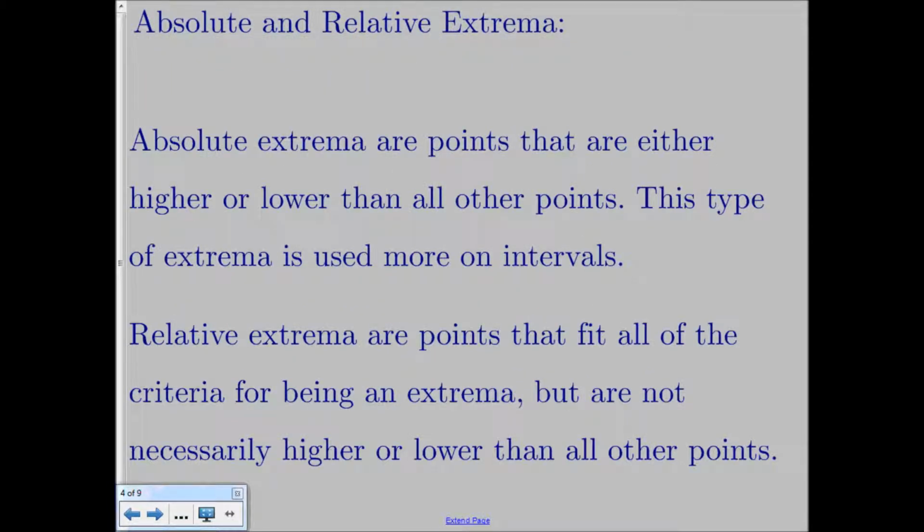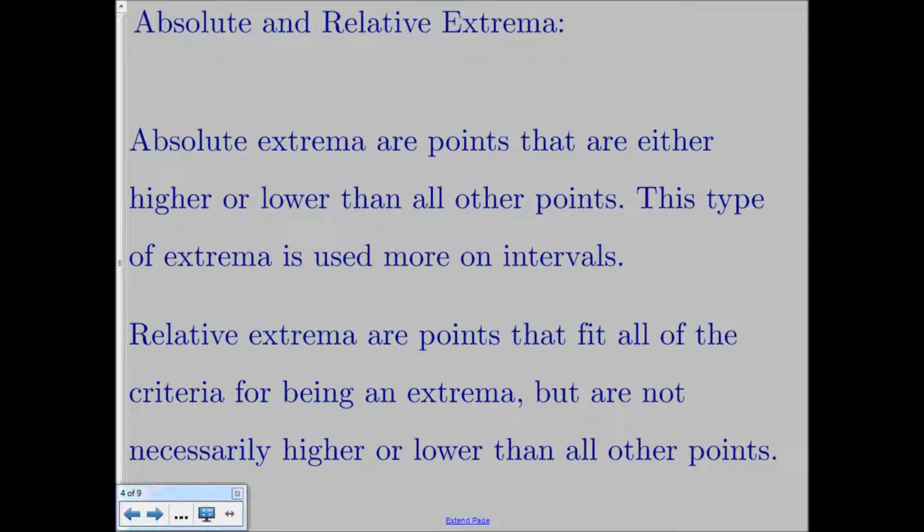So now we have two different classifications of extrema. So we have what's called absolute extrema and then relative extrema. So absolute extrema are points that are either higher or lower than all other points. So when we say something is an absolute extrema, we know for sure that it is either lower than or higher than all other points in an interval. And we use this type of classification of extrema when we're talking about an interval because sometimes it's hard when you're talking about a whole function to say for sure if that point is lower than or higher than all other points for the function. So you're going to use the term absolute extrema on an interval.